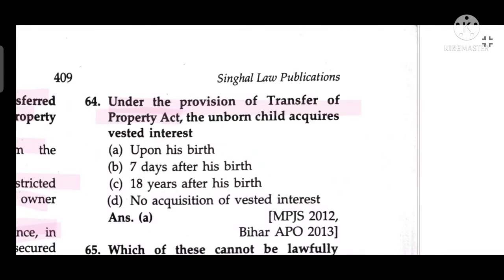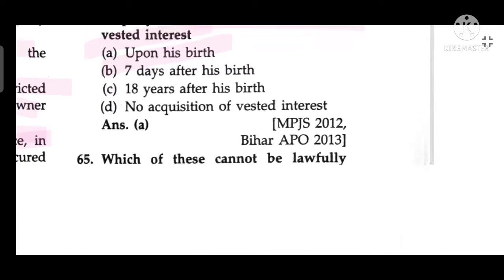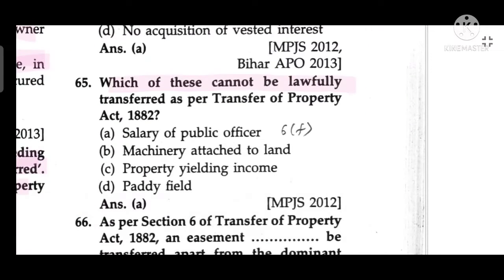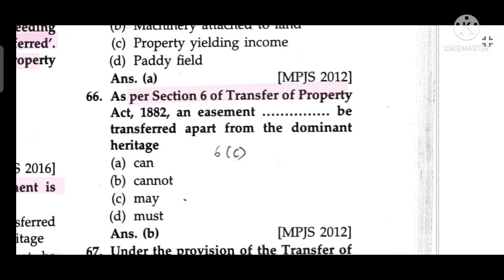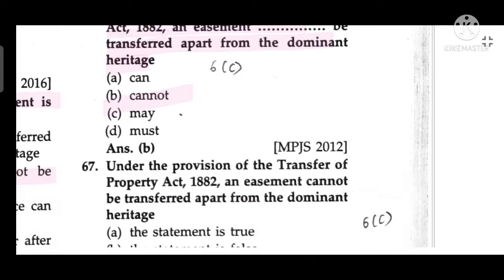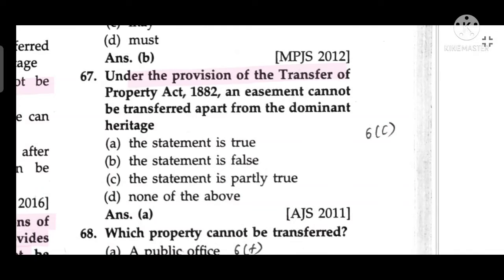Under the provisions of the Transfer of Property Act, an unborn child acquires a vested interest upon his birth. Which one of these cannot lawfully be transferred as per the Transfer of Property Act? Salary of a public officer. As per Section 6 of the TP Act, an easement cannot be transferred apart from the dominant heritage. Under the Transfer of Property Act, can an easement be transferred apart from the dominant heritage? The statement is true. Cannot be transferred.